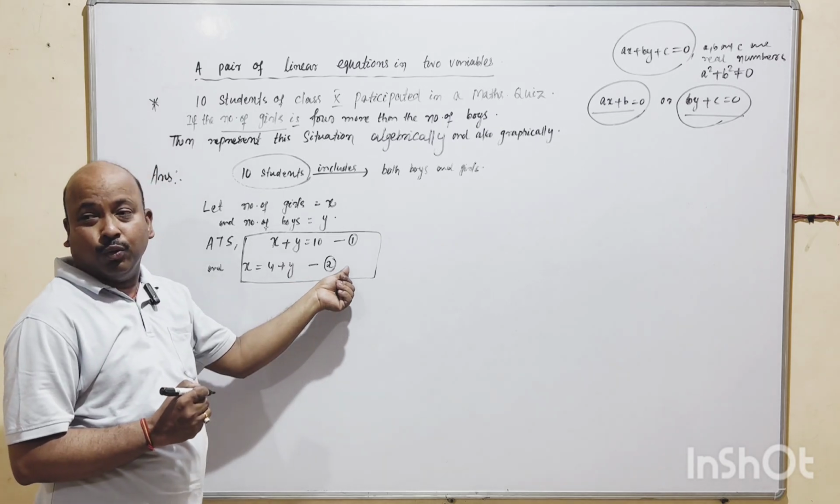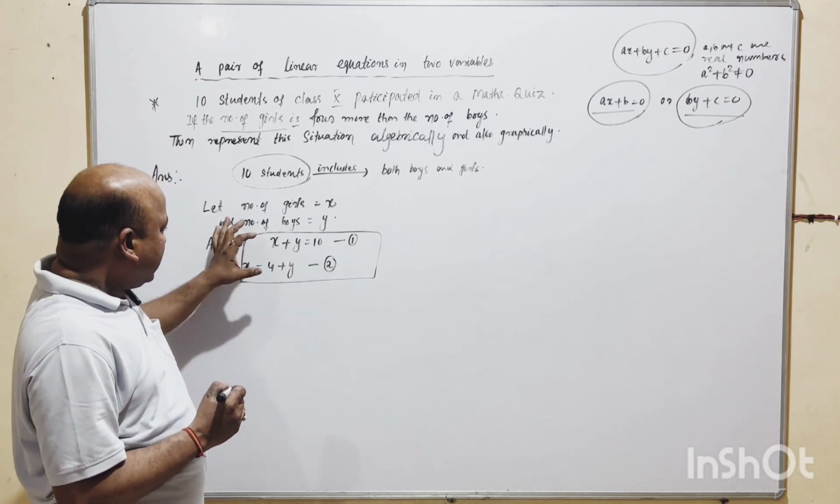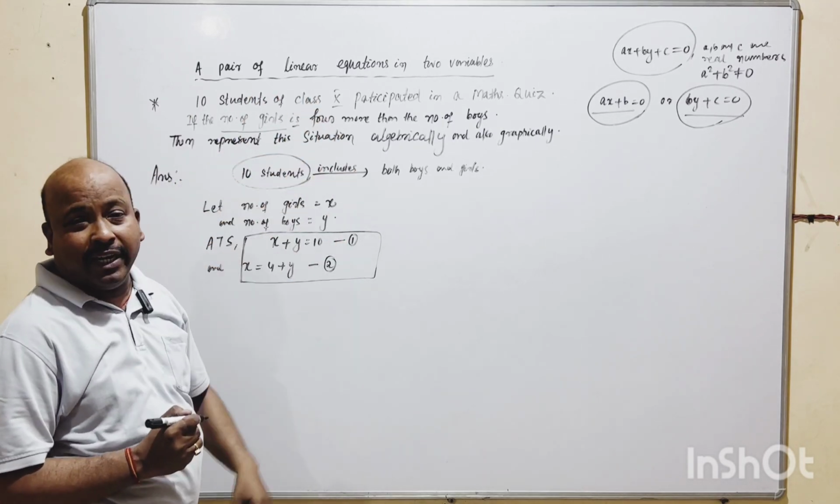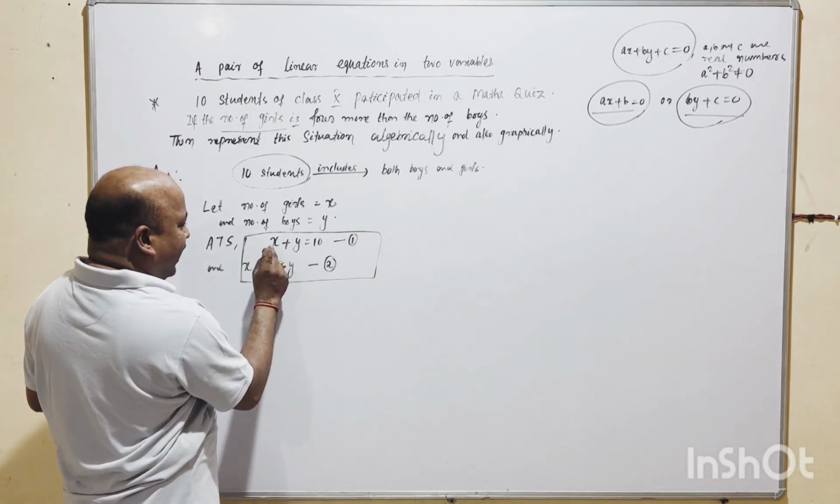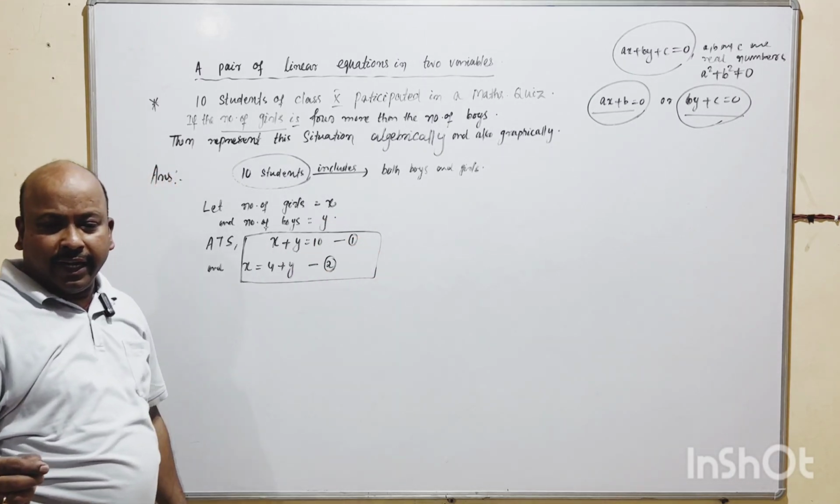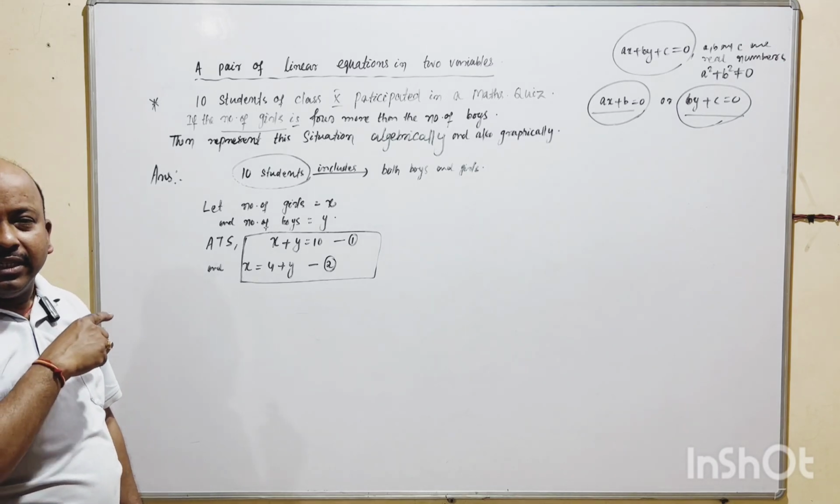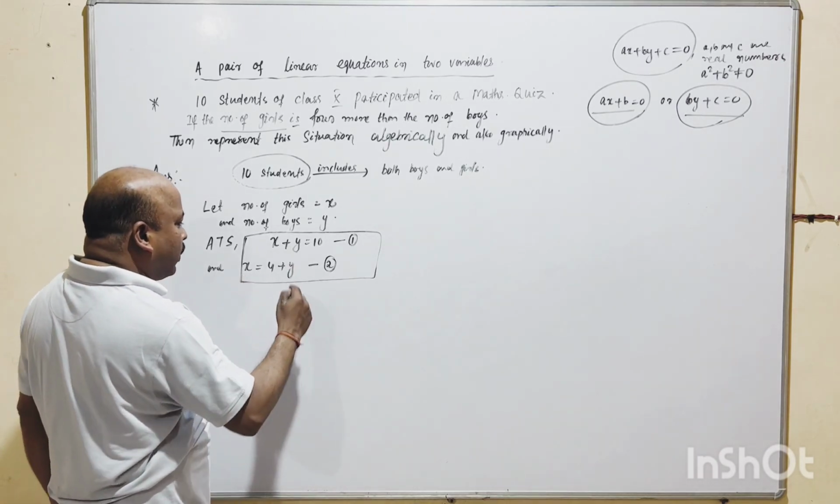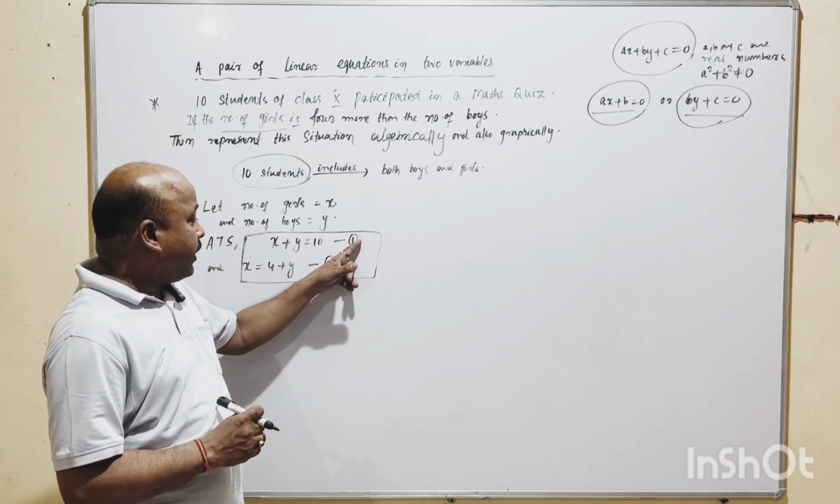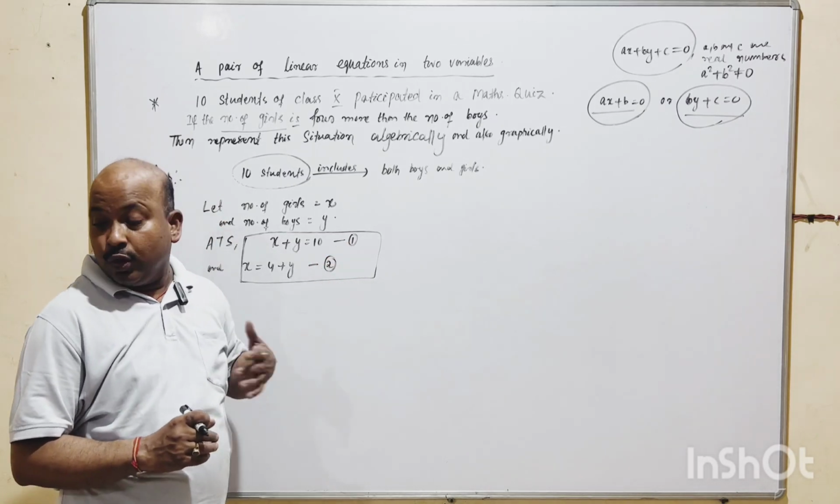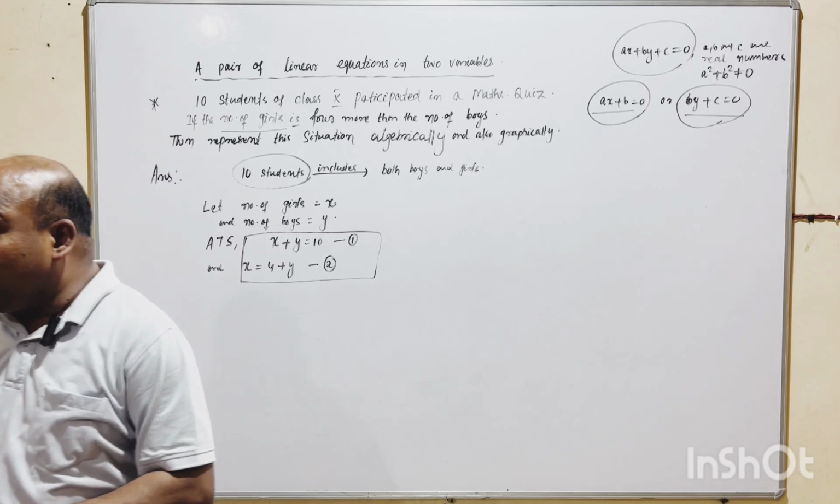This is equation 2. So these are known as a pair of linear equations in two variables. Students, think: x plus y is equal to 10. Its geometrical meaning is a what? A straight line. And x is equal to 4 plus y. Its geometrical meaning is also a straight line. Now we get two straight lines.